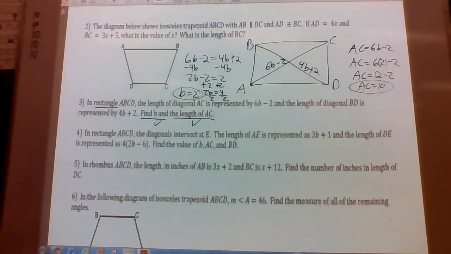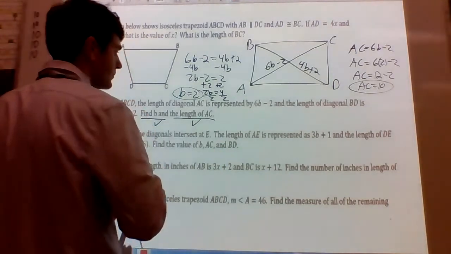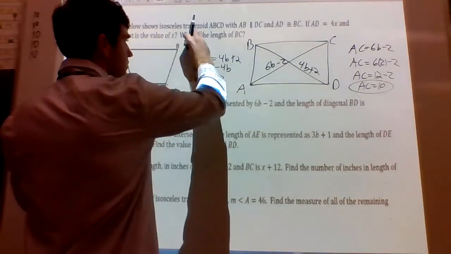Number 4. In rectangle ABCD, the diagonals intersect at point E. The length of AE is represented as 3b plus 1. The length of DE is represented as 4 times the quantity 2b minus 6. Find the value of b and AC and BD. Okay. So again, we're going to do it up here. So let me erase. This was number 3.